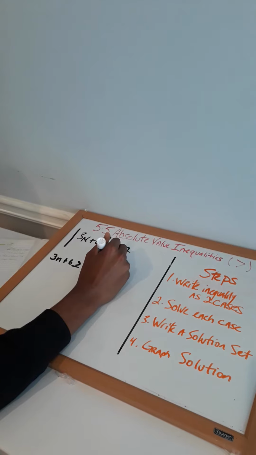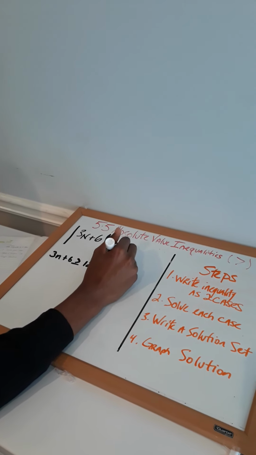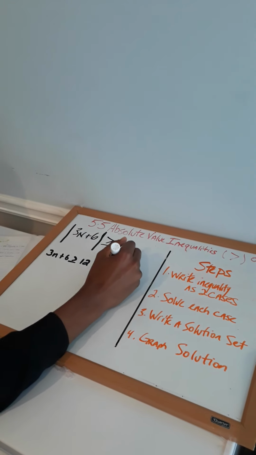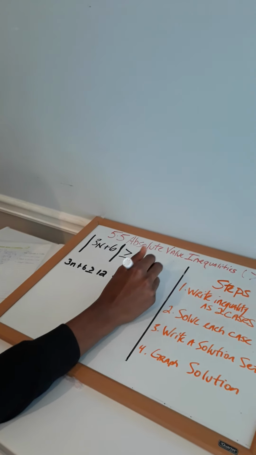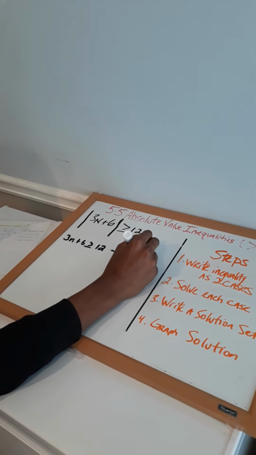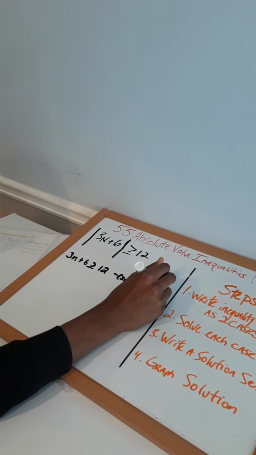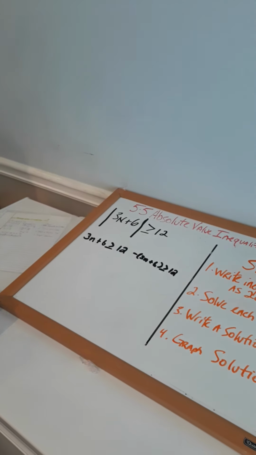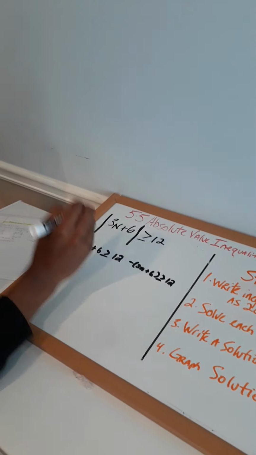That second case will be negative 3n plus 6, parentheses, you have 12. Okay, so let's get started by solving our first case.